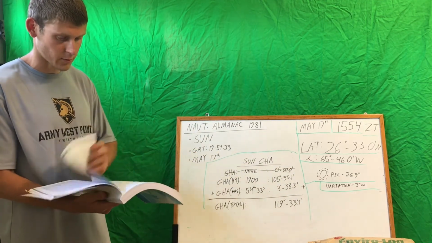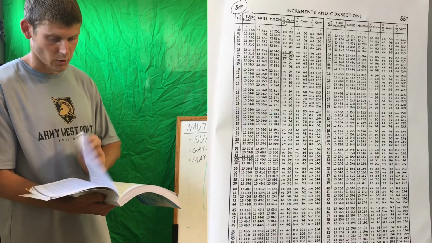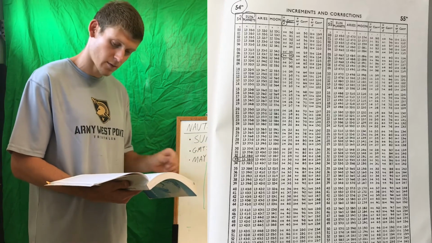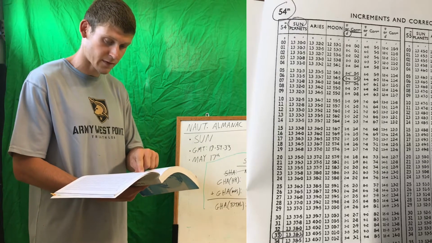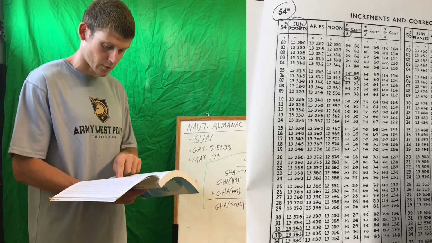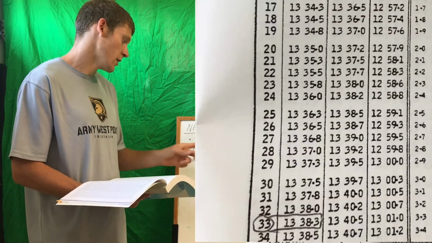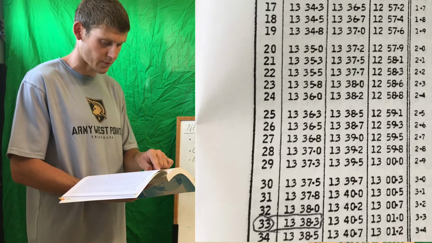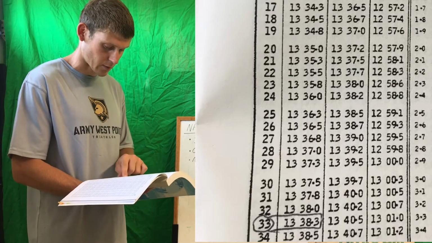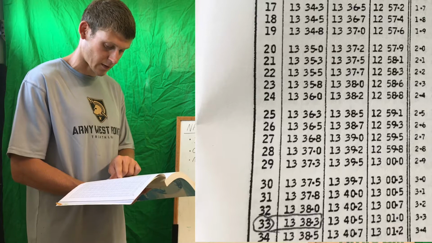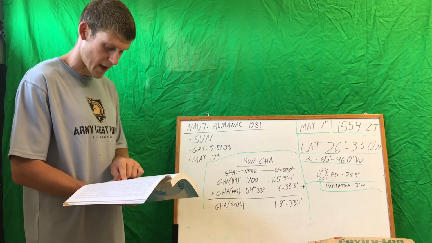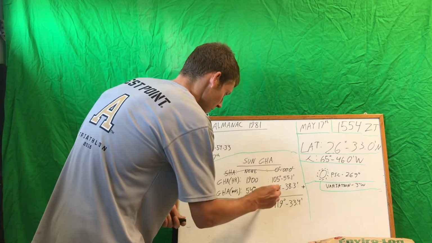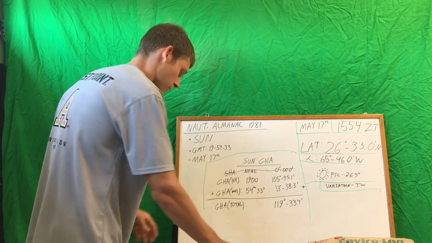And what you're going to do is, when you're looking for your increments, you go to the page that has the minutes, and then you just go down on those minutes on the second section to the number of seconds we have. So here we have 54 minutes and 33 seconds. On this page, on increments and corrections, I go from 54 minutes down to 33 seconds. And we are going to be adding 13 degrees and 38.3 minutes.